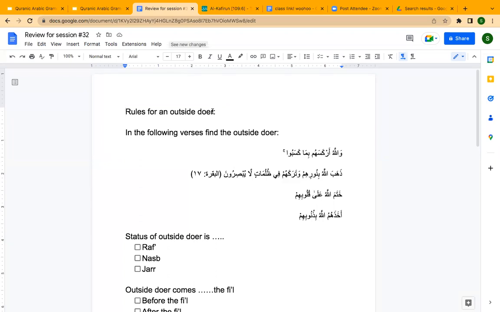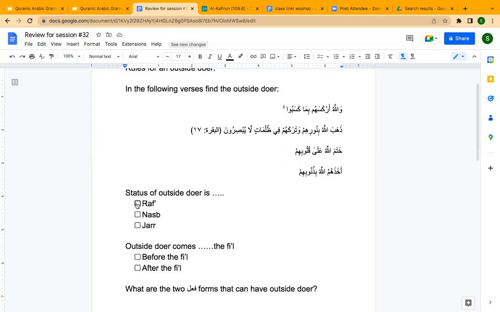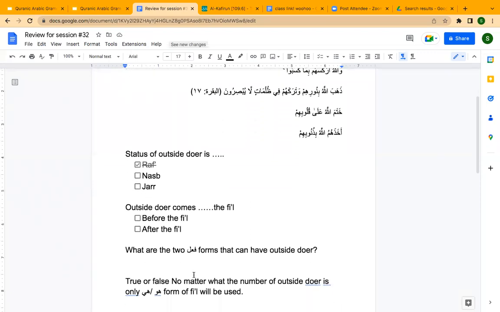What else do you remember from our previous session? So status has to be rough, right? Outside doer we are going to look for only in two forms of a fail, which are huwa and hiya. Very well done.